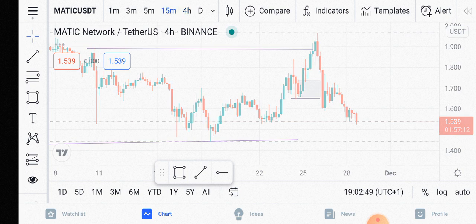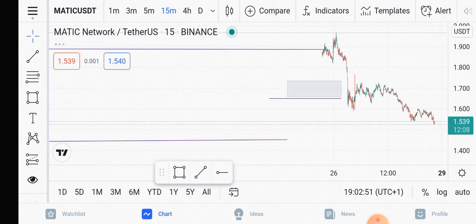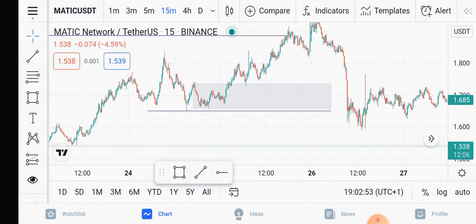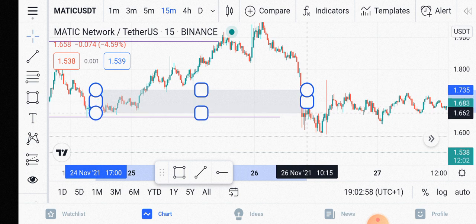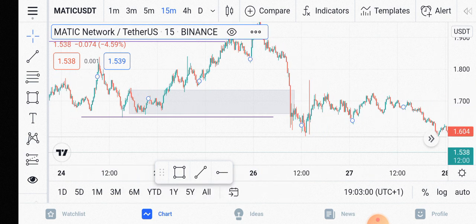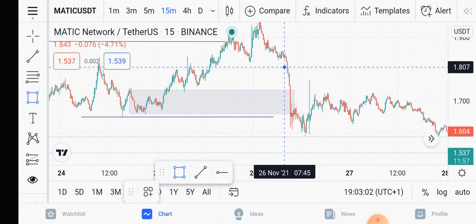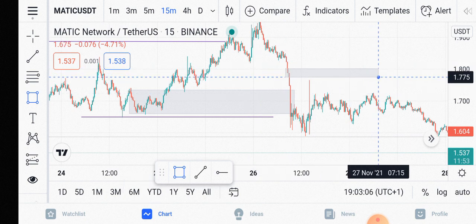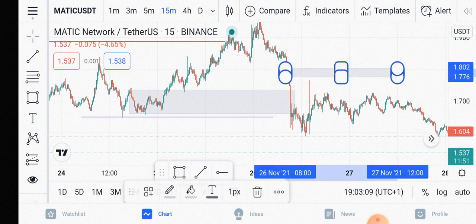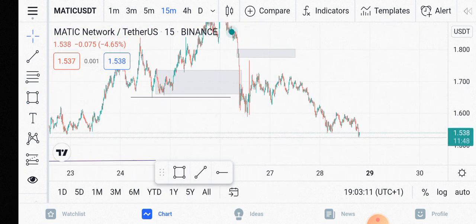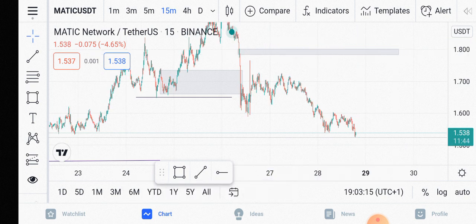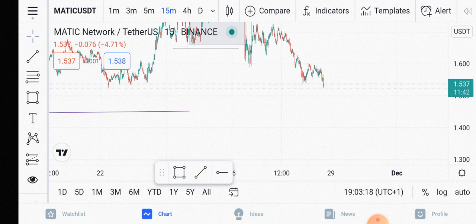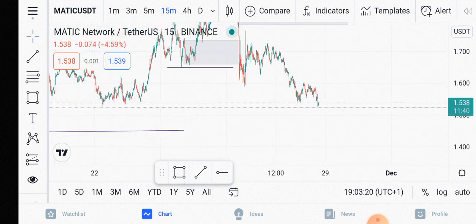So I'll have to go to the 15 minutes time frame, and on this 15 minutes time frame, I can see clearly that there was this little block here, although it's not that clear, and it's somehow mitigated, but it's not really mitigated. But for price to come back to this area is unlikely, very less possible.